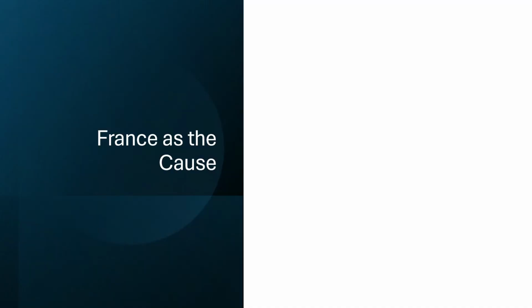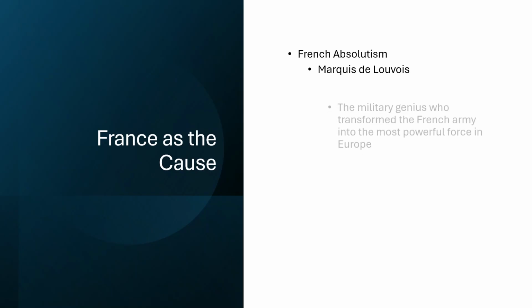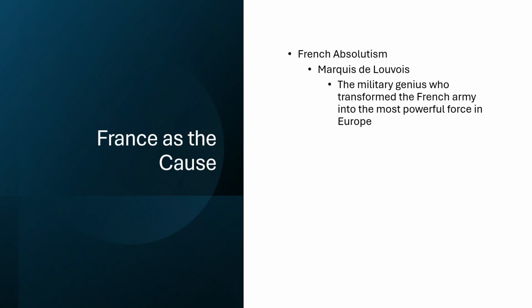But then, despite all of this lack of predictability, of who's going to be strong, we now see France is the cause. French absolutism really centralized. We see Marquis de Louvois really establish this powerful army. And once they establish this powerful army, what are they going to do? Are they going to hang out? Or are they going to go to war? Of course they're going to go to war.